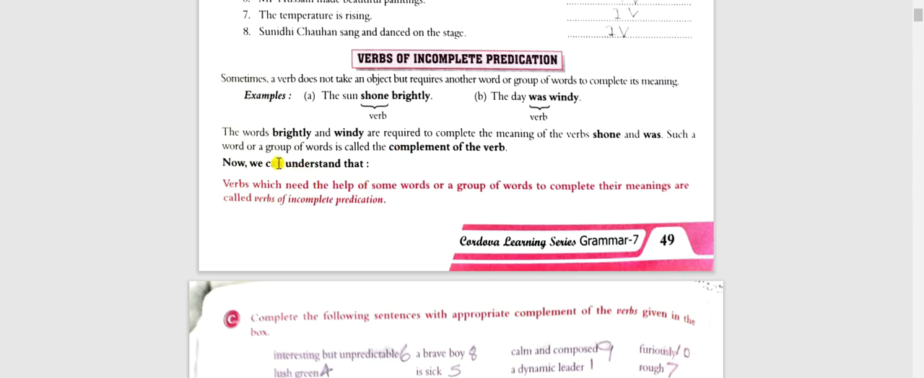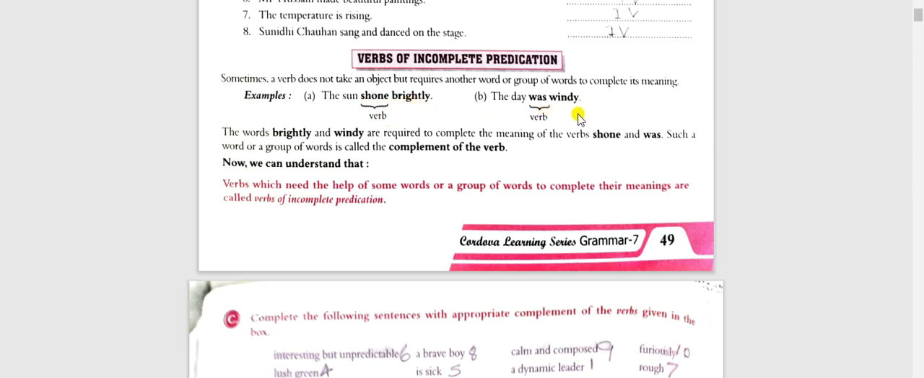Such words are called the complement of the verb. Those words are the complement of the word. Now, what is the verb here? The first sentence is: the sun shone brightly. The action is shone, right? The verb is shone. How is this action being done? It is very brightly shining, or it was very brightly shining. It was shone, the second form of the verb. So it was shining very brightly.